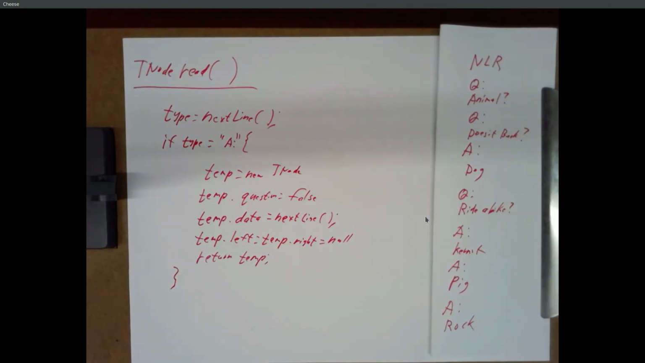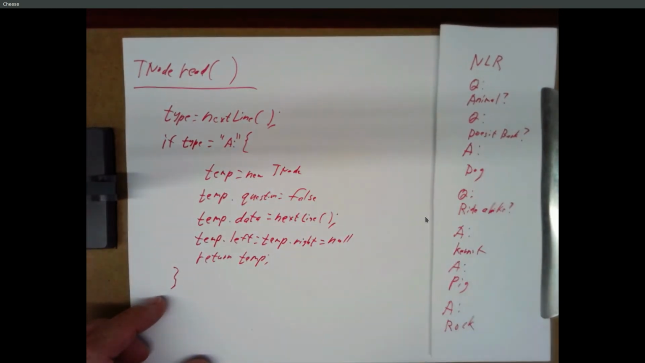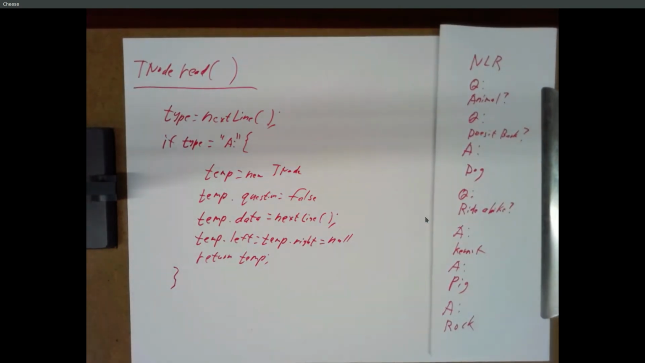There's 20 different ways you can code this, right? You might want to make a constructor that takes a string and automatically puts that into the data value and sets left and right to null. You could have 2 constructors, one for an answer, one for a question. All kinds of things you can do, but in terms of pseudocode, if you read a line and it says that you've got an answer coming, make a new node. Remember, it's not a question, it's an answer. Take the next line from the file, put that in the data, make sure there's no children, return that node.